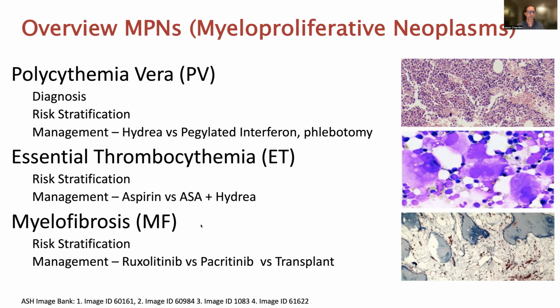And so for polycythemia vera, we'll go through diagnosis, risk stratification, and some management. Essential thrombocythemia, a similar approach, looking at aspirin versus aspirin and hydrea. And then for myelofibrosis, there are some new drugs out, and we'll spend some time on risk stratification as you decide who would be a candidate for stem cell transplant.